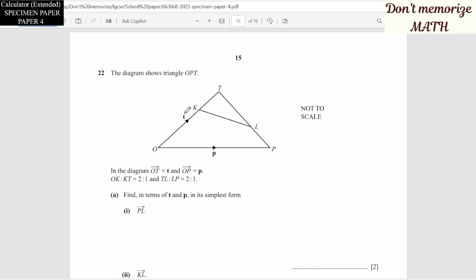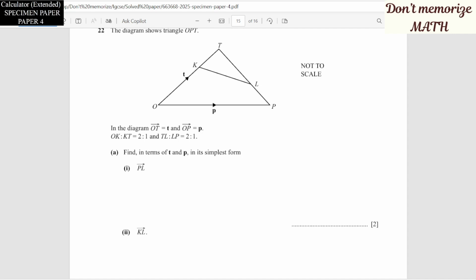The diagram shows triangle OPT. You can see the triangle O, P and T. In the diagram, OT is equal to small letter t, so it is already marked here. OT is the vector t. Then vector OP is equal to small letter p.